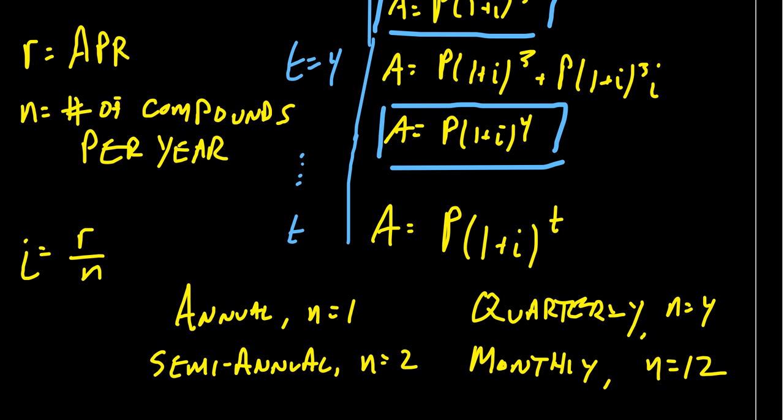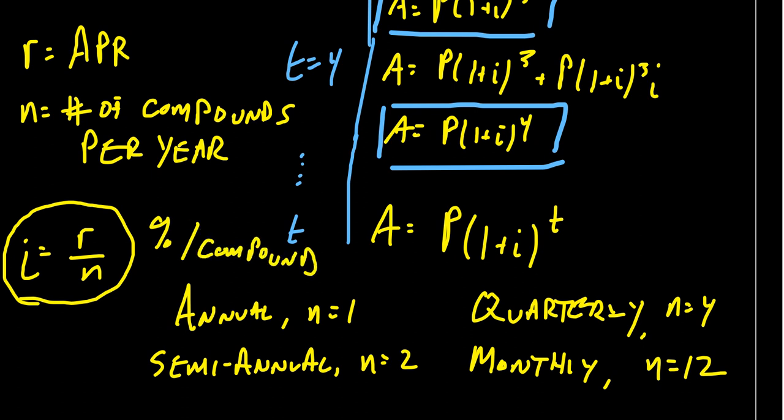And so this number right here, i equals r over n, is going to tell you the percentage per compound. So what's the interest rate per compound? If you had, for example, 12% annual interest, and you got interest monthly, then your monthly interest rate would be 1%. You just take 12 divided by 12.